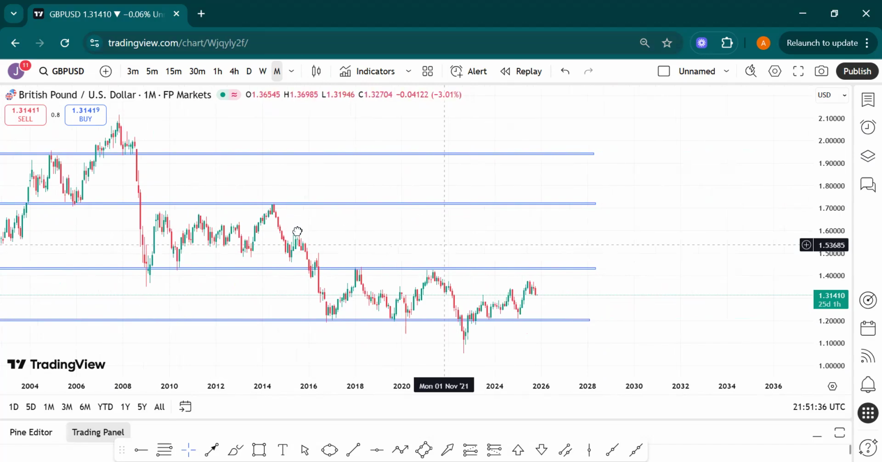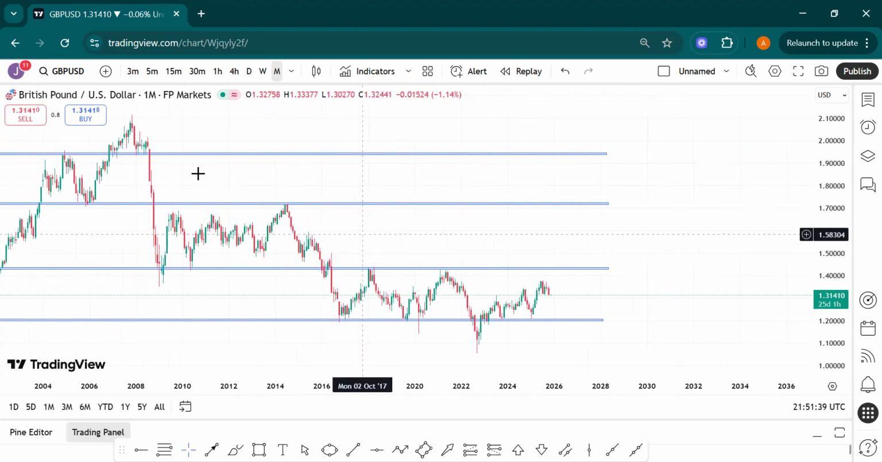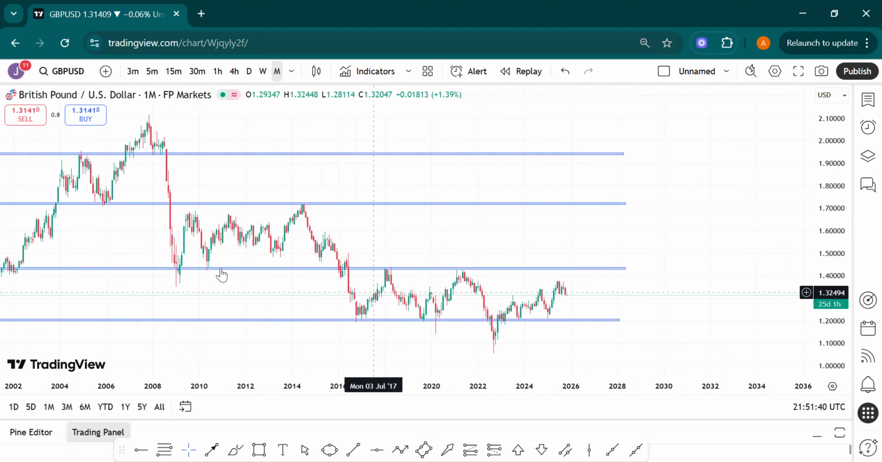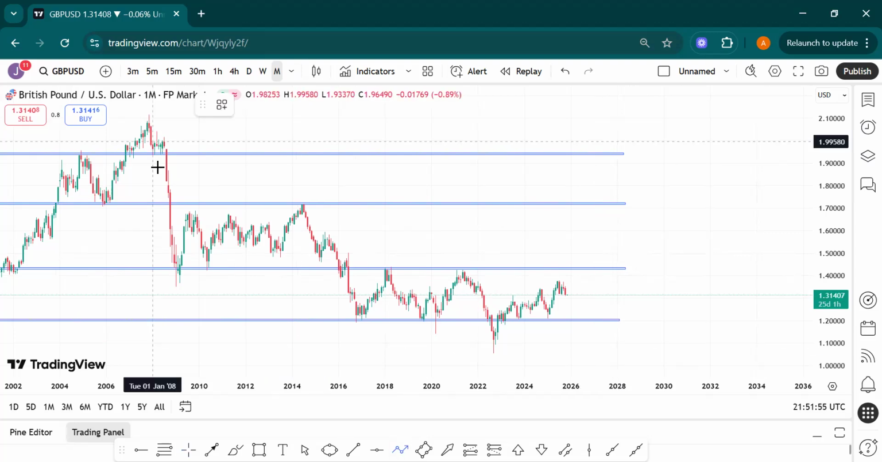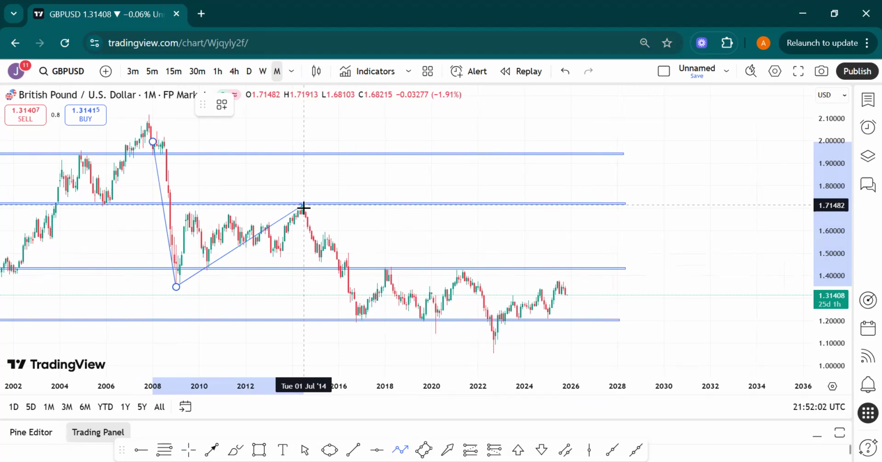If we try to get a general overview of what price has been doing on this chart, we can easily say that this particular pair has been trending downwards for a long time. Now, how do I mean? If I take this particular tool, I can say here that generally we had a low here. It gave us a lower high, a lower low.